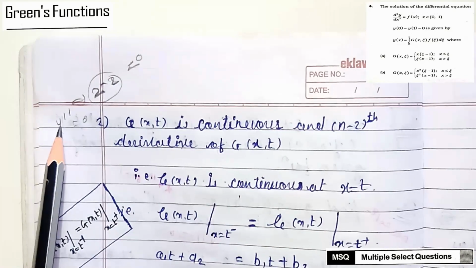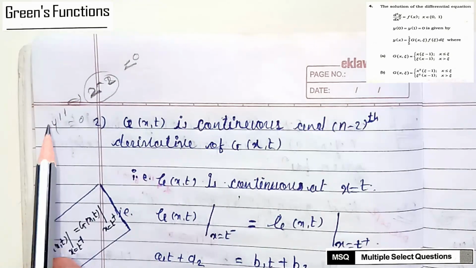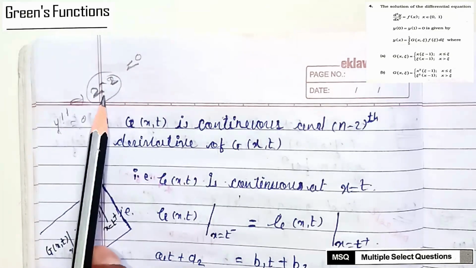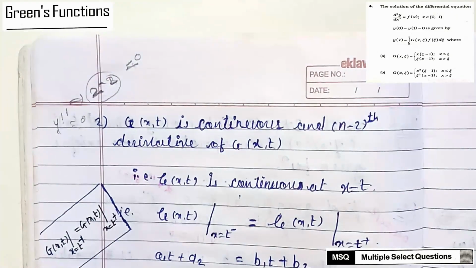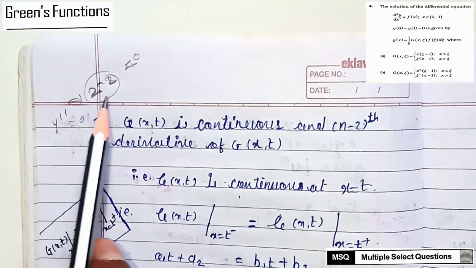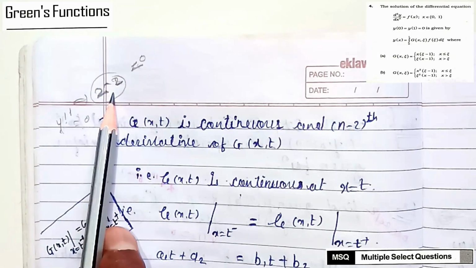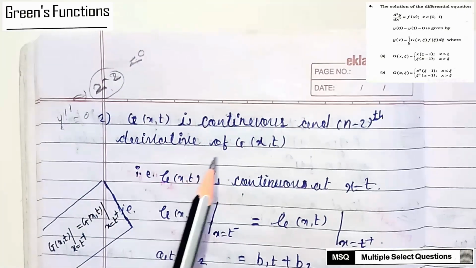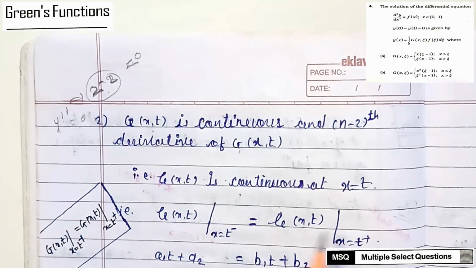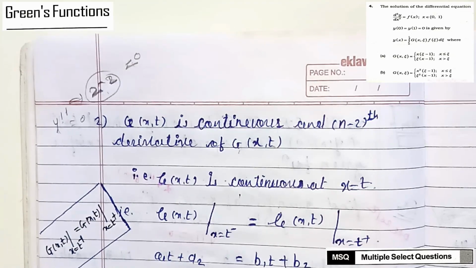Instead of y double dash, if we had y third derivative or fourth derivative, we would have to subtract and then differentiate further. But as we have only the double derivative, we just take the n minus 2 derivative, which is 0. That means we keep g of x,t as it is. It's continuous at x equal to t. If g of x,t is continuous at x equal to t, that means the left hand limit and right hand limit are always equal.